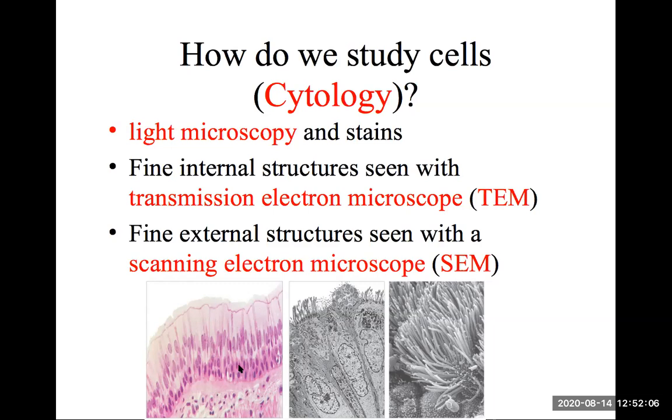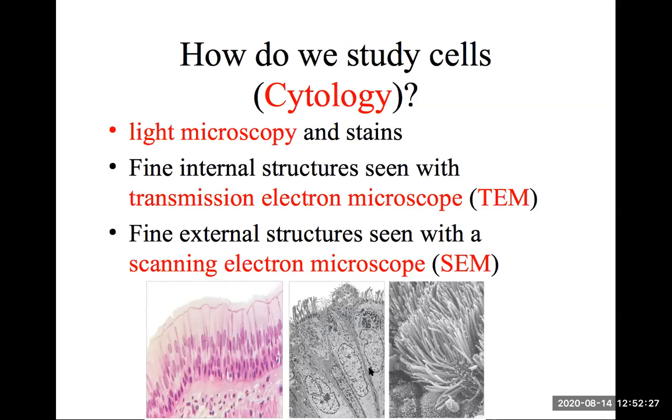The structures of the cells are most easily seen if you stain the tissue before you look at it through a light microscope. So light microscopy works by looking at tissues, usually using stains. And this is the sort of image you would see through a light microscope.